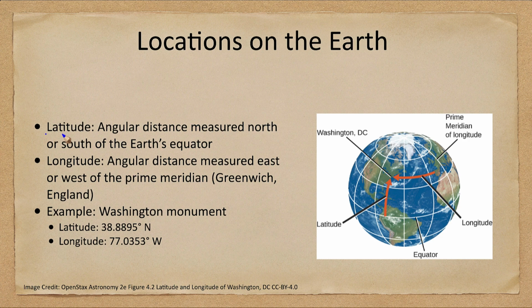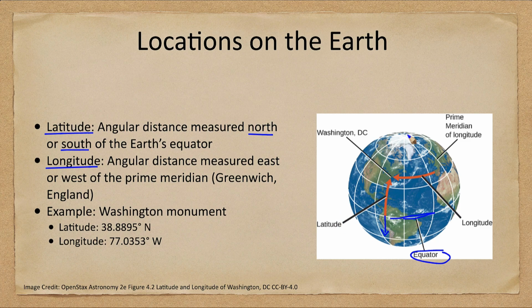And you're probably familiar with the terms latitude and longitude. Latitude and longitude will give you a specific location of any object on Earth. The latitude, first of all, is the angular distance measured north or south of the Earth's equator. So Earth's equator is labeled right here. And the latitude is how far you are north. So a north latitude would be north of that. A south latitude would of course be south of that.